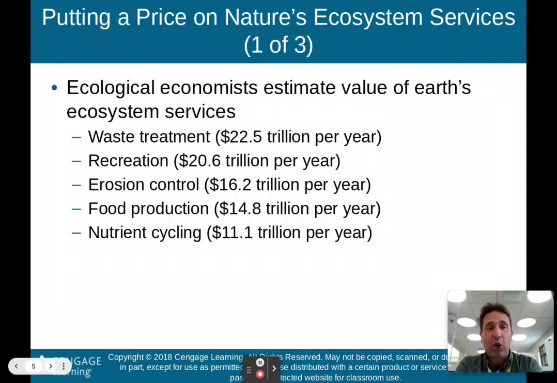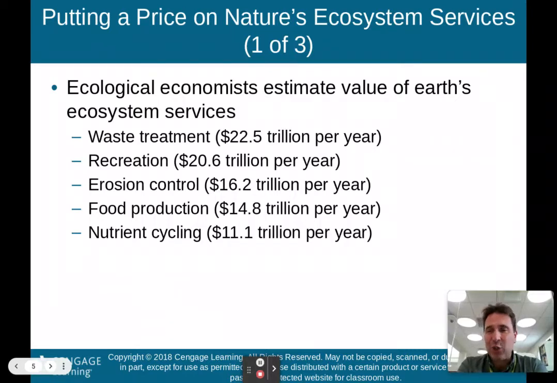So naturally, the Earth provides us with waste treatment that, if we put a monetary value on it, would be over $22 trillion per year. Recreation, over $20 trillion. Erosion control, very important, especially with forests, about $16 trillion per year. Food production, almost $15 trillion per year. Nutrient cycling, over $11 trillion per year. Again, that's if you estimate the value of those services.